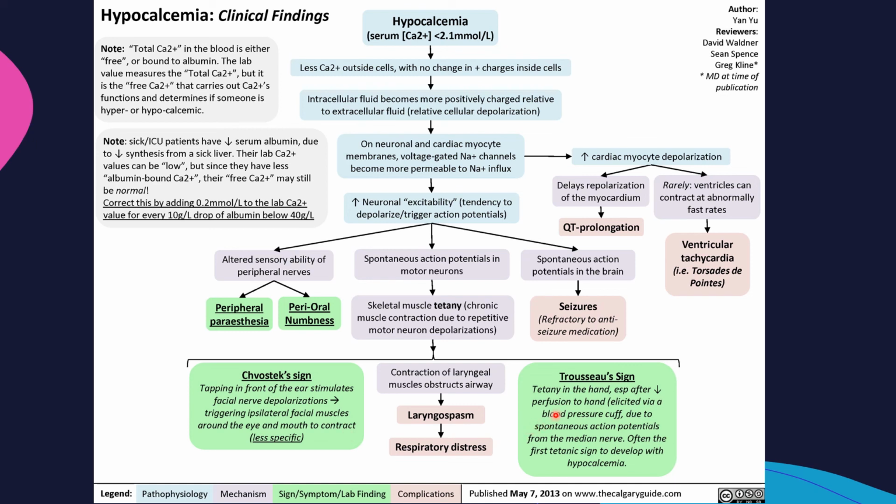These are clinical findings like the Chvostek sign or Trousseau sign, which can be an indication of hypocalcemia. Cardiac myocyte depolarization may be seen on the ECG with a QT prolongation due to delayed repolarization of the myocardium. Very rarely, the ventricles can contract at an abnormally fast rate, leading to ventricular tachycardia called torsades de pointes. So these are the main symptoms and clinical findings that you can have in hypoparathyroidism and hypocalcemia.